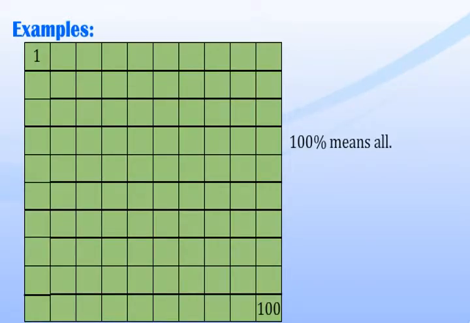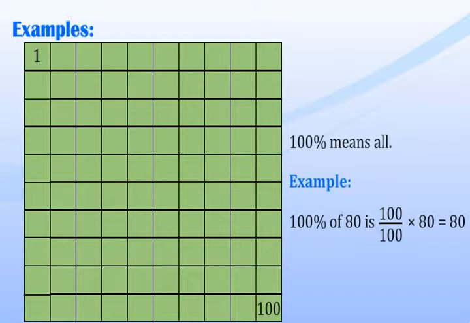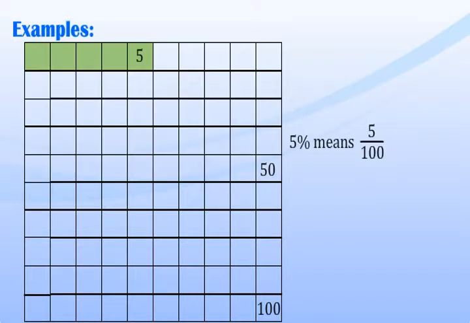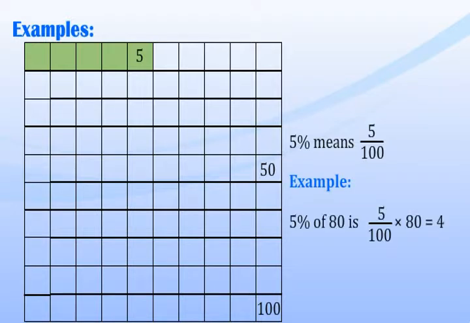100% means all. Example, 100% of 80 is 100 by 100 into 80 is equal to 80. 50% means half. Example, 50% of 80 is 50 by 100 into 80 is equal to 40. 5% means 5 by 100. Example, 5% of 80 is 5 by 100 into 80 is equal to 4.